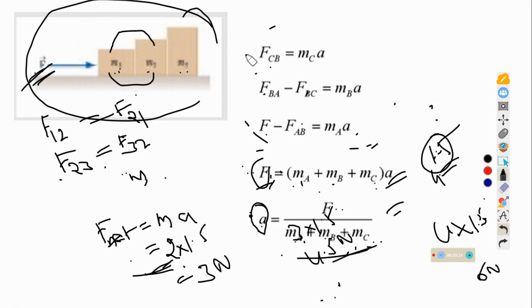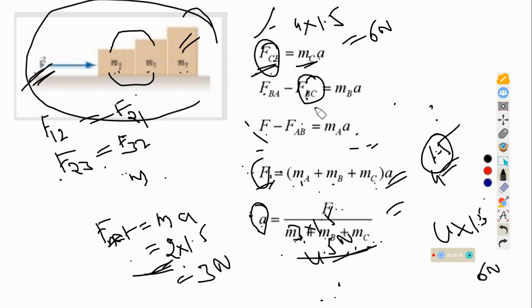Suppose the first one, FCB, this contact force we have to find out. M_C means the third block. What is the mass? 4 kg. What is the acceleration? 1.5. 4 into 1.5, 6 newtons. Like that we can find the contact force. Now FCB, FBC both are equal. This value also will become 6 newtons.